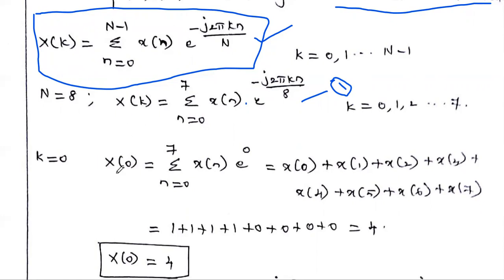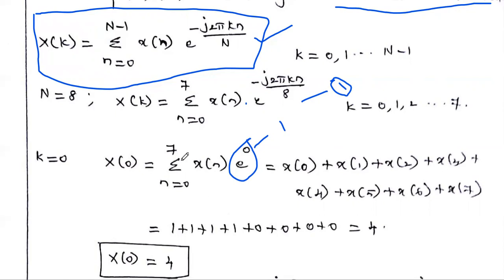We get X of 0 equal to summation n equal to 0 to 7 x of n e power minus j 2 pi k, where k is 0. Anything multiplied by 0 is 0, so it is simply written as e power 0. And what is the value of e power 0? You know the e power 0 value is 1. So it is shortly denoted as summation n equal to 0 to 7 x of n.